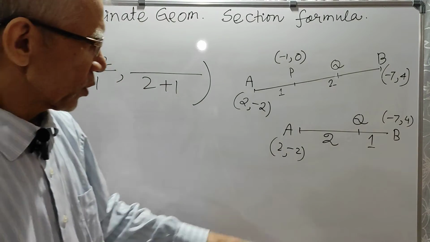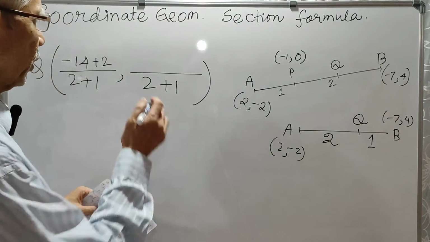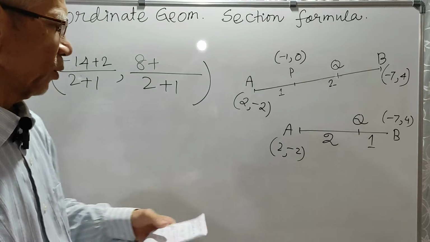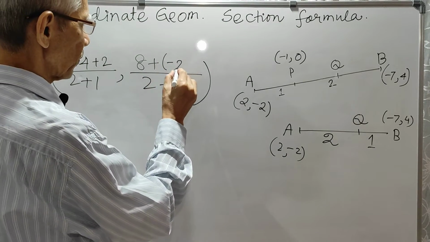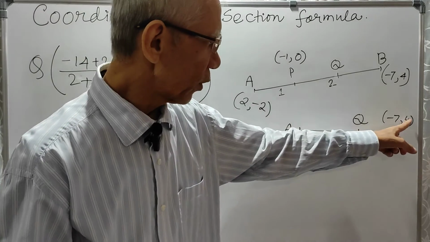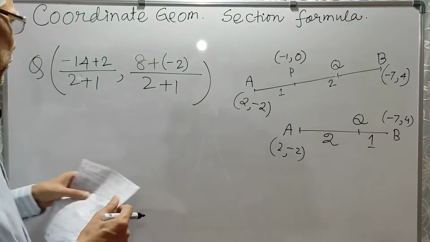And for y coordinates, 2 into 4, opposite, 2 into 4, 8, plus 1 into minus 2. 1 into minus 2 is what? Minus 2. So for y coordinates, what you do? 2 into 4, 8, plus 1 into minus 2, minus 2.